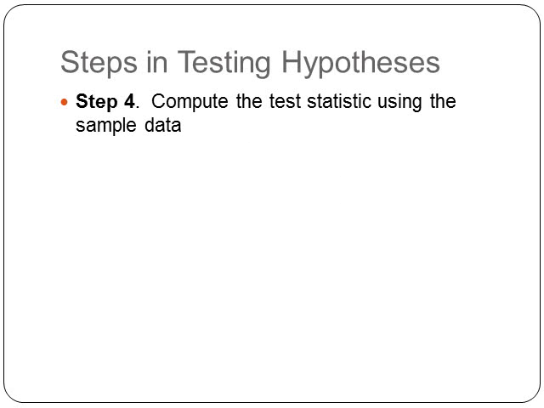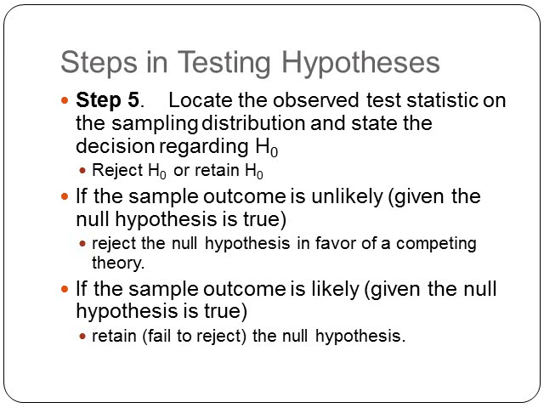Compute the test statistic using the sample data. Well, you're going to do a calculation. And then finally, here we're going to compare the observed test statistic to our sampling distribution and state the decision about the null. So we're either going to reject or retain the null hypothesis.